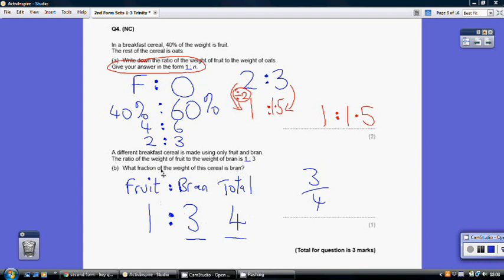So if we were being asked for the fraction which is fruit, we would say 1 out of 4, which is a quarter, but we're being asked for the fraction of the weight of the cereal which is bran, so that's 3 bits out of 4, which is 3/4.